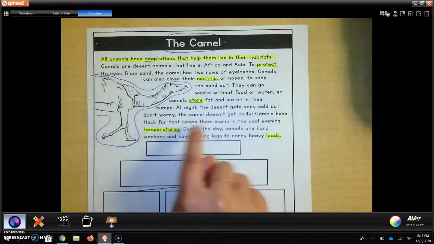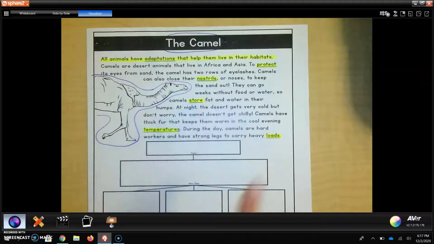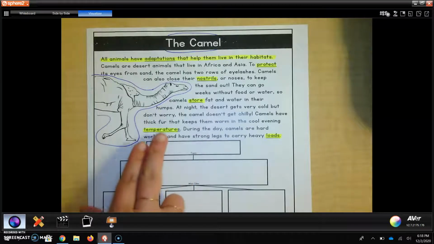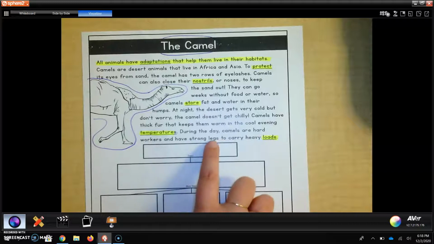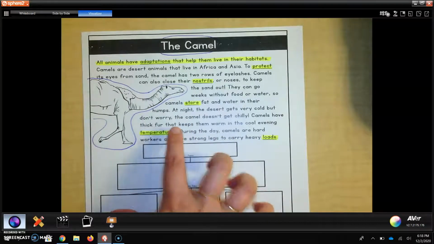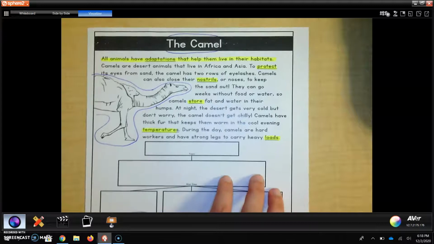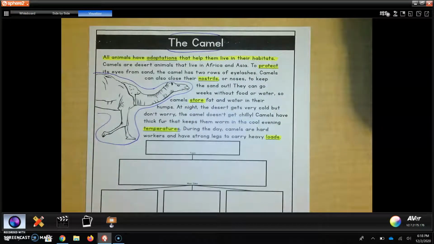What was another one? Store, so that camels can store fat and water in their humps. That was another thing that has to do with their body part, storing water in their humps. The humps are on their very back. And then temperatures, the thick fur keeps them nice and warm during cool evening temperatures. And then heavy loads was their strong legs. So their thick fur was a part of their body. Their strong legs were a part of their body. So far, these words are actually helping me out a lot because they all have something in common. All these words were a part of a sentence describing something special that their body part did.